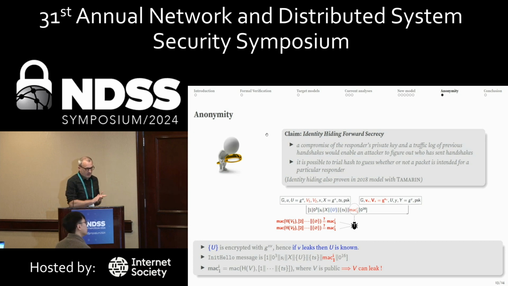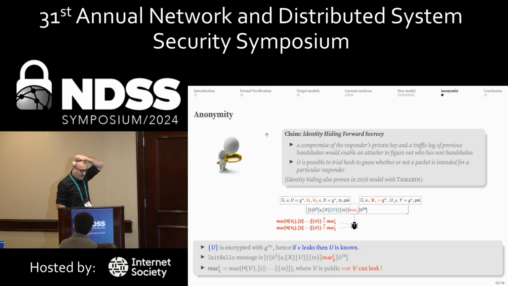So that was the agreement and secrecy properties. Let's now focus on anonymity. The current claim on the WireGuard website and in the specification is that this property, which is named identity hiding forward secrecy, is rich. What does it mean?